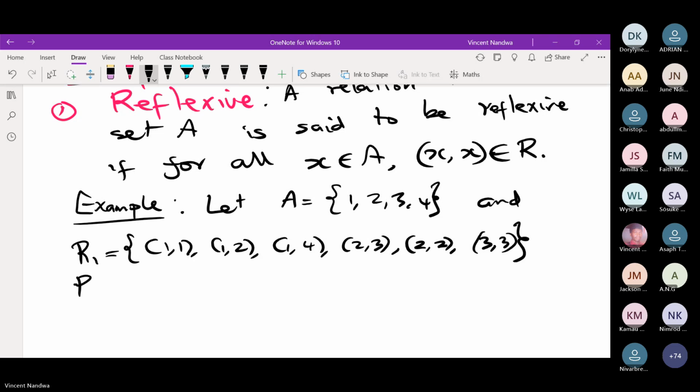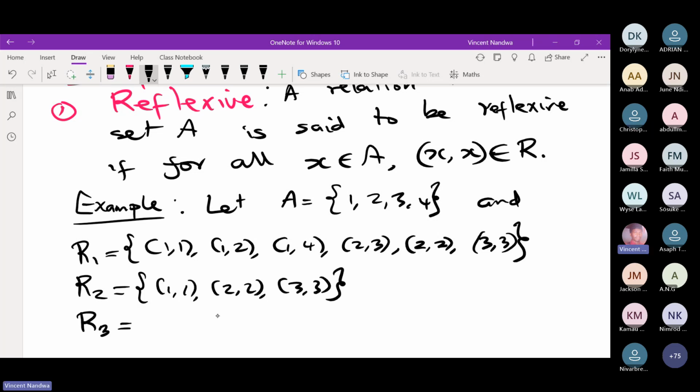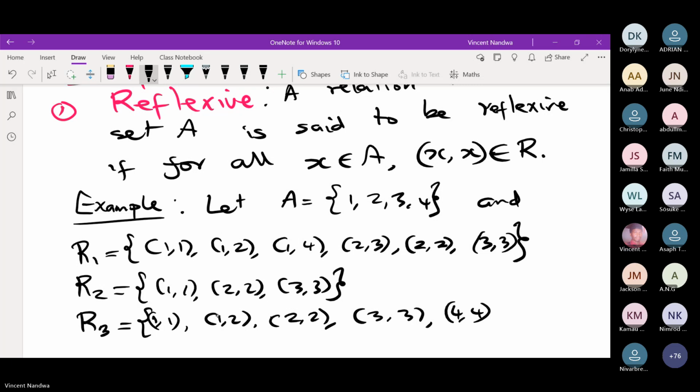And then R2 be the relation (1,1), (2,2), (3,3). R3 be the relation (1,1), (1,2), (2,2), (3,3), (4,4), (4,1).